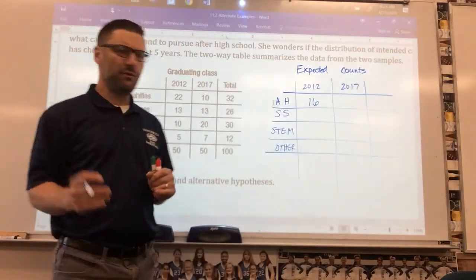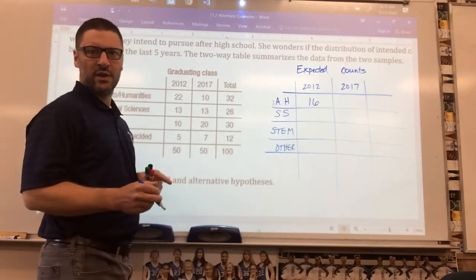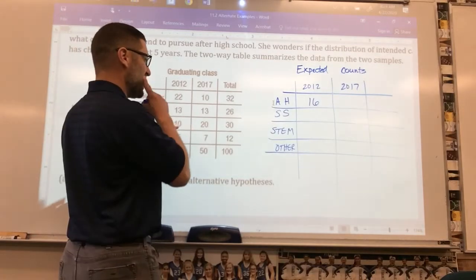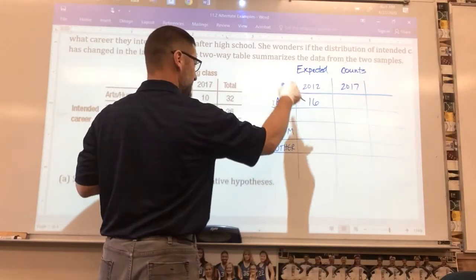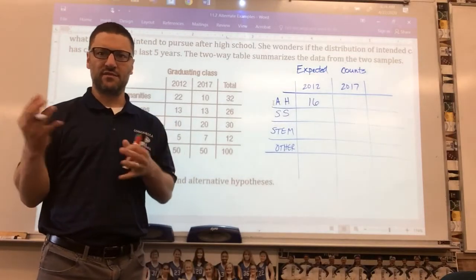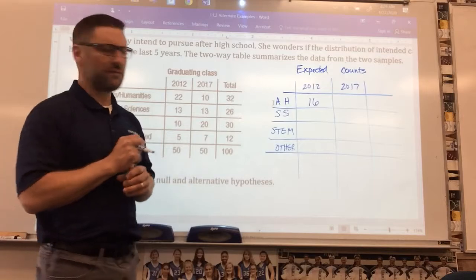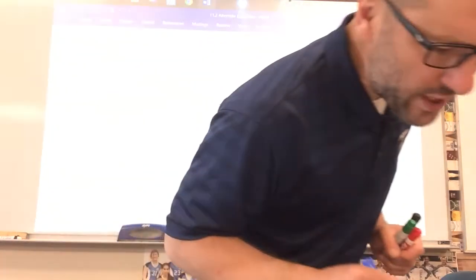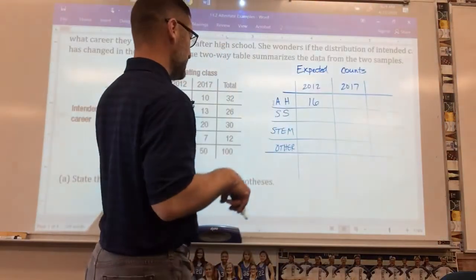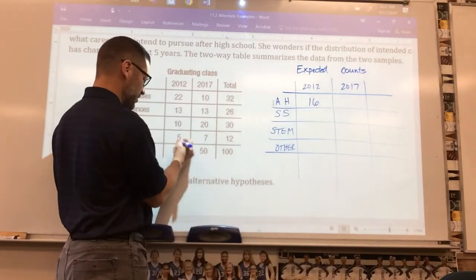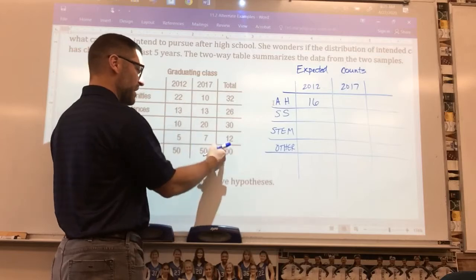And if you have this in table format, it makes it really easy because then I can do observed minus expected squared divided by expected, 22 minus 16 squared all over 16, and the chi-squared test statistic just falls right into place. It does take a little bit of calculations, but it falls into place. But that's it. It wanted the calculation for arts and humanities in 2012. So that's my arts and humanities in 2012. That's it. Row total 32, column total 50, and then you divide it by that 100.